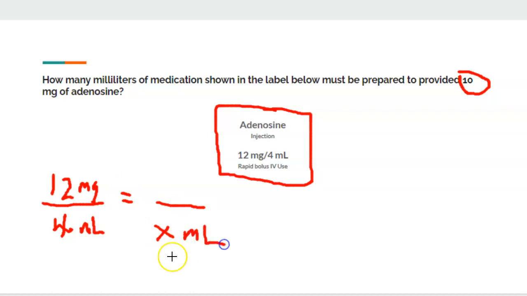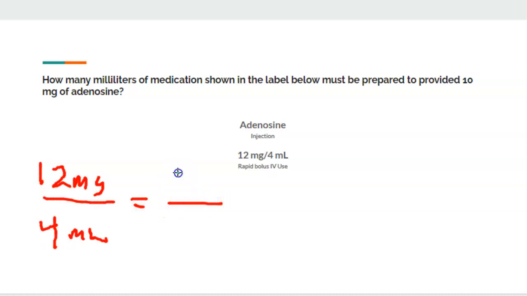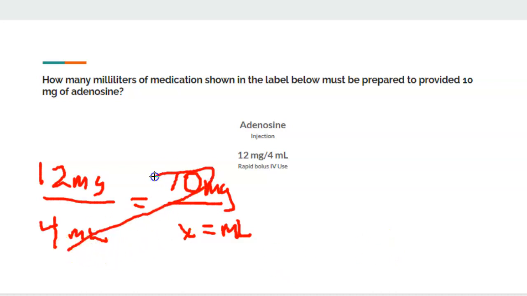This is our milliliters. That's X. So we want to solve for X. And we have 10. Oops. Let me erase that. Oh, it erased the whole thing. Let's try that again. So we want 12 mgs over 4 milliliters. And we're going to set that equal to 10 milligrams over X milliliters. Okay, so we're going to do the cross multiplying and dividing.